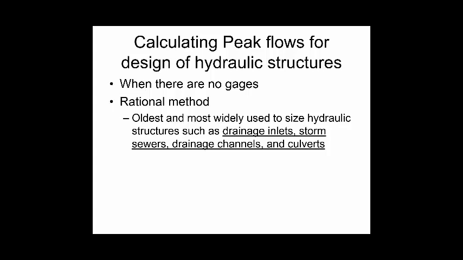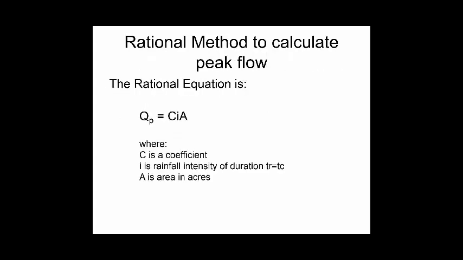So the rational method is the oldest and most widely used to size hydraulic structures, whenever it refers to drainage inlets, storm sewers, drainage channels, and culverts. The equation is Q equals CIA, where C is the coefficient of runoff, similar to the curve number, and I is the rainfall intensity.